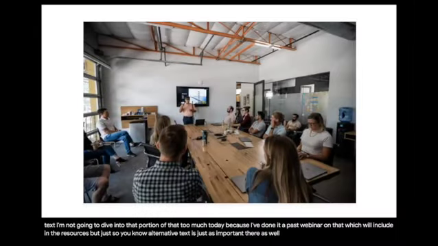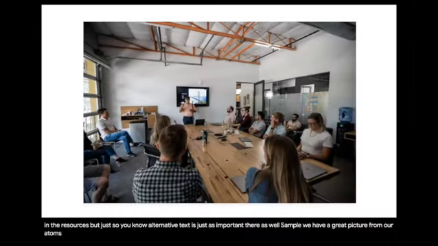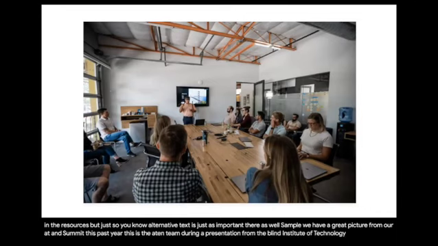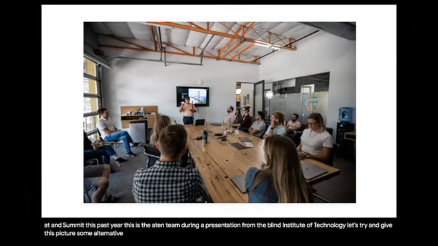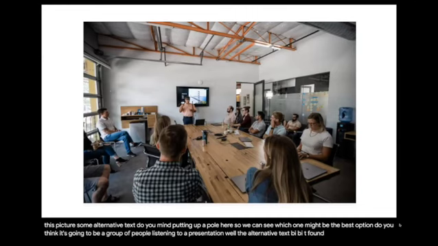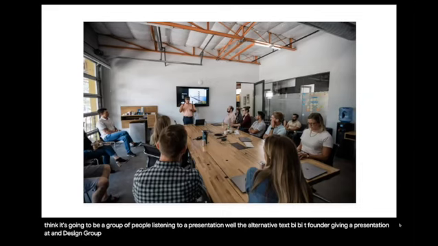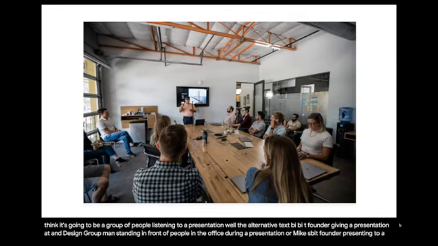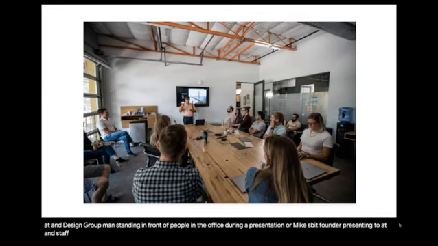So let's take a look at an example. We have a great picture from our Atten Summit this past year. This is the Atten team during a presentation from the Blind Institute of Technology. Let's try and give this picture some alternative text. Do you mind pulling up a poll here so we can see which one might be the best option? Do you think it's going to be a group of people listening to a presentation? Will the alternative text be "BIT founder giving a presentation to Atten Design Group," "man standing in front of people in the office during a presentation," or "Mike Hess, BIT founder, presenting to Atten staff"? I'll give you a couple moments to figure out what you think would be the alternative text based on this image.